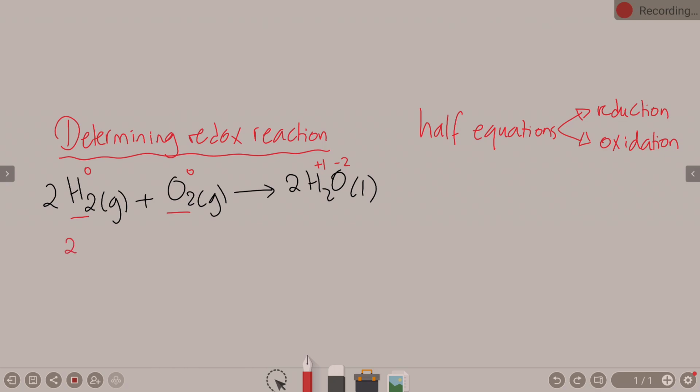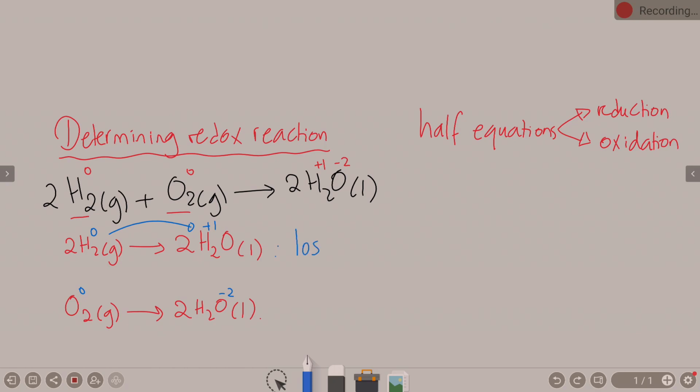Okay, so I've gone from 2 hydrogen to a hydrogen in a water molecule. Okay, and then I've gone from O2 to oxygen in a water molecule. In this case, I went from 0 to +1. In this case, I went from 0 to -2. What this tells me is, in this case here, I've become more positive. If I've become more positive, I have loss of electrons. And anytime I have loss of electrons, this tells me it's an oxidation reaction.